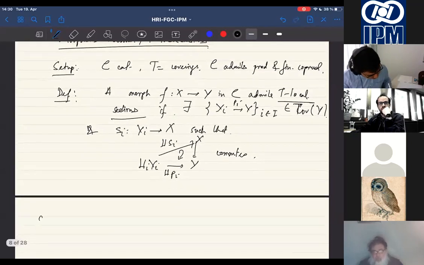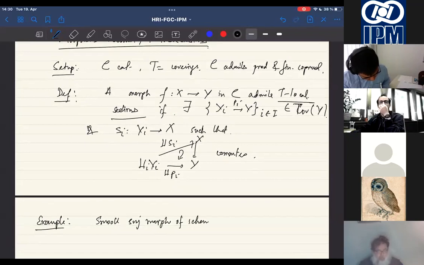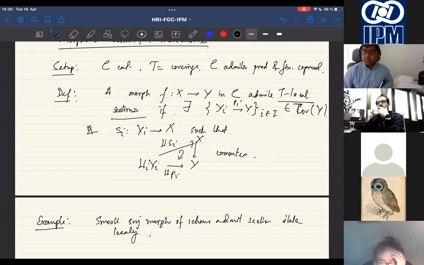And an example of why one should consider that smooth surjective morphisms of schemes admit sections étale locally. So a smooth surjective morphism, in this sense of definition, has étale local sections.